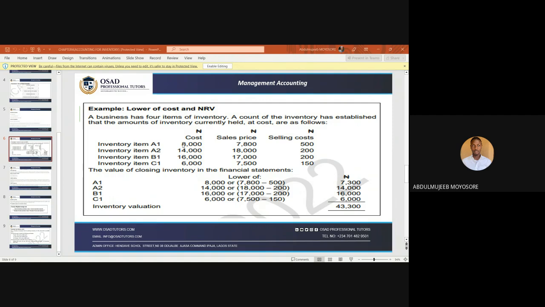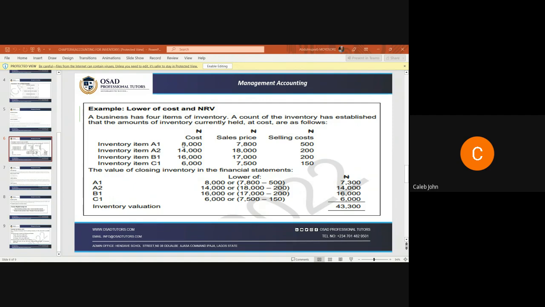Now, item A2 has a cost of 14,000 naira. Its selling price is 18,000 naira, while the selling cost is 200. If I remove selling cost from the selling price, we have 17,800 here. What would be our value of inventory there? 14,000, because it's the lowest here.